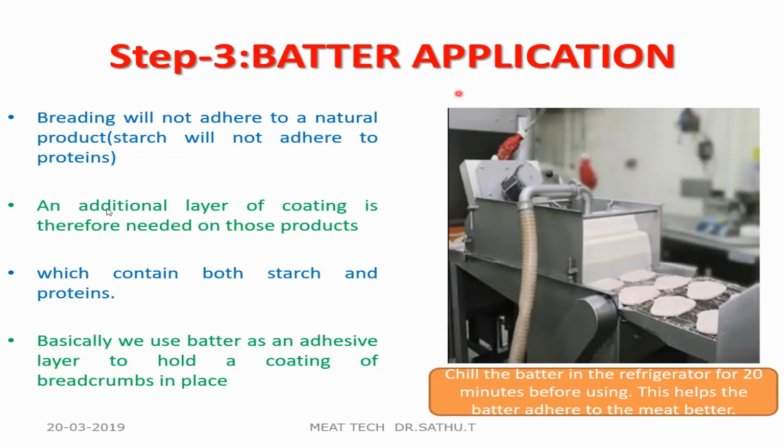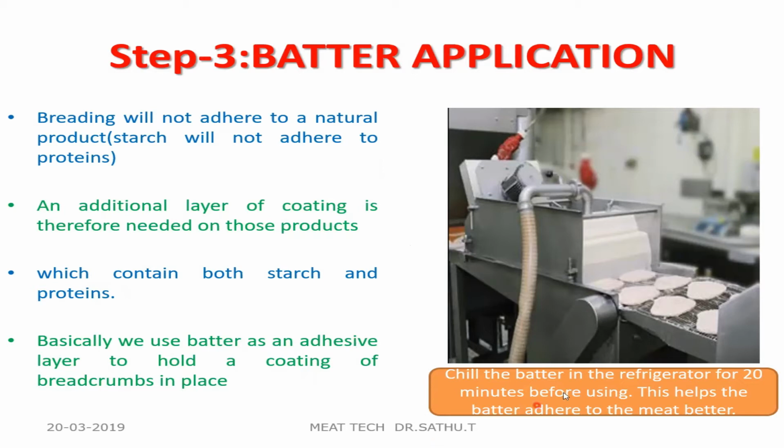the batter. Okay, so an additional layer of coating is needed on this. This is nothing but the batter, which contains both starch and proteins. Basically, we use batter as an adhesive layer to hold a coating of breadcrumbs in place. The battering is done to hold the breading materials on the products.